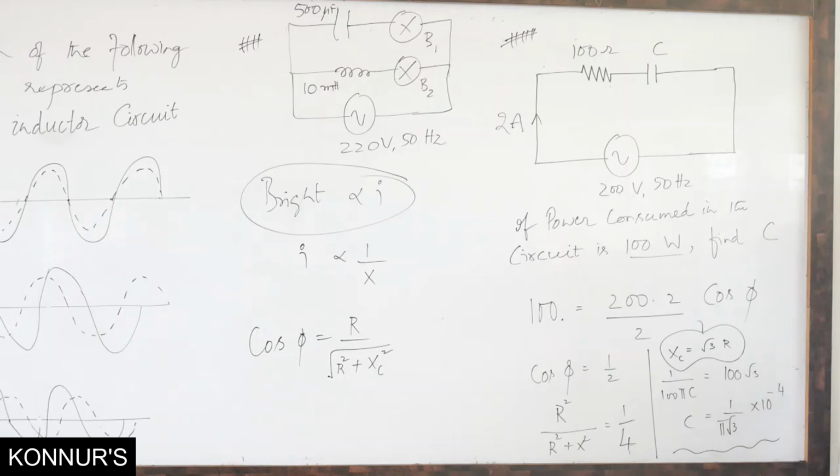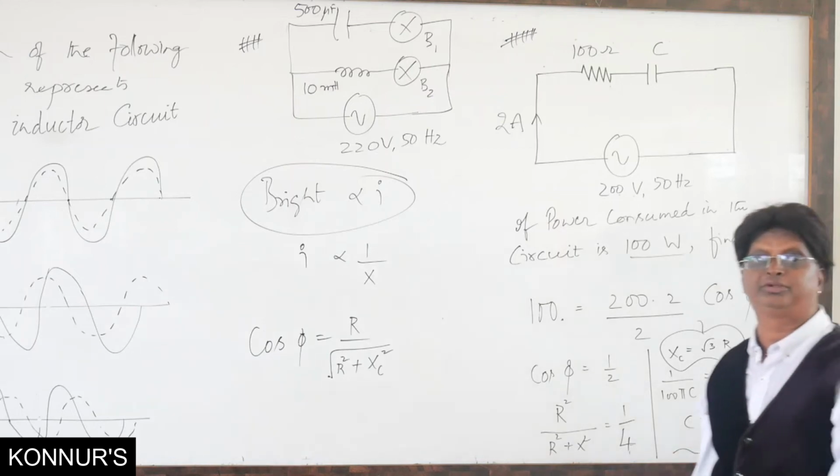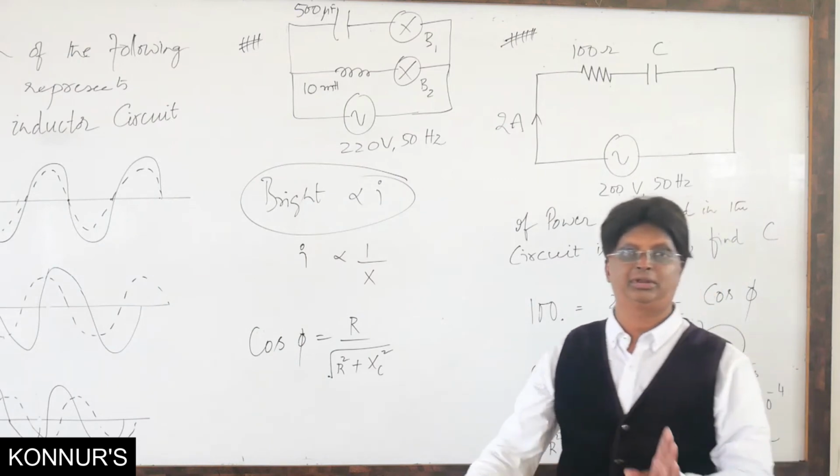1 by root 3 pi, pi value 3.141, and root 3 value 1.73. So I take 1.7 and 3.1. 17 3s are 51. So this entire number will be 1 by 5.1, which nearly gives you 0.19. So 0.19 into 10 raised to minus 3, and this will be something like 19 into 10 raised to minus 6. That minus 6 refers to micro. Therefore, my answer will be searching for the option nearer to that 19 number, whichever is available.